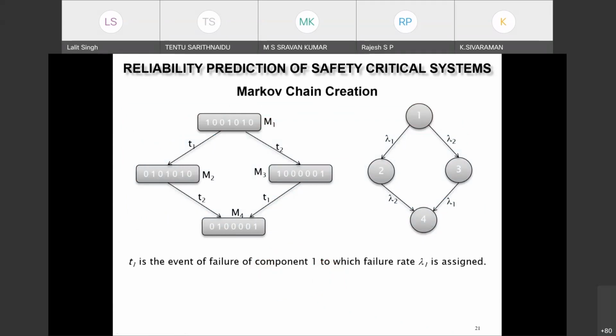Now this slide represents a random example of the reachability graph.